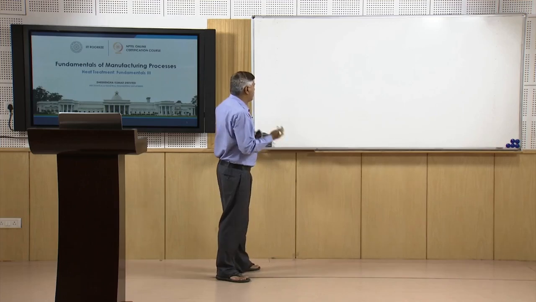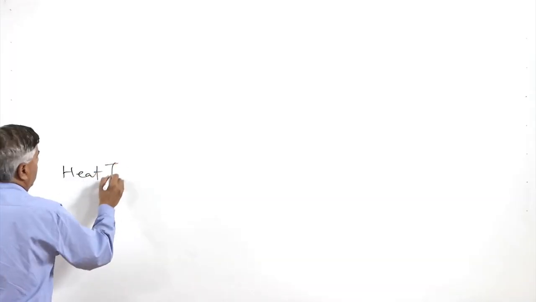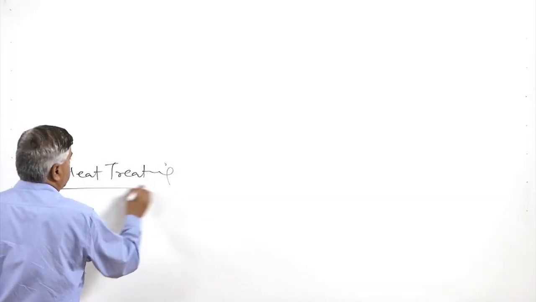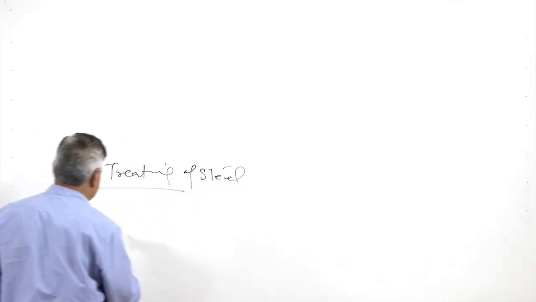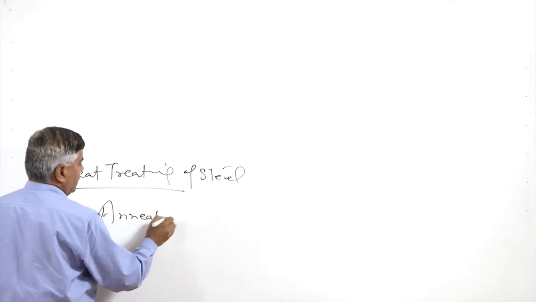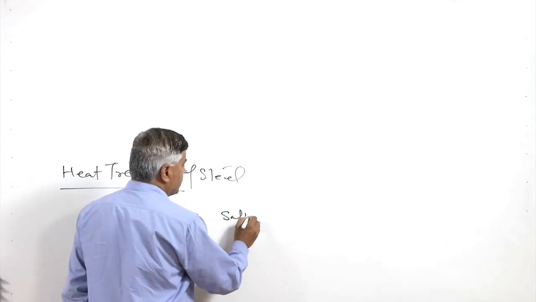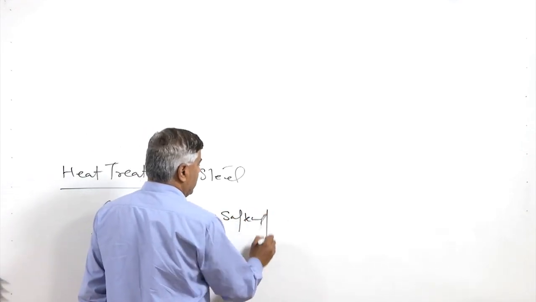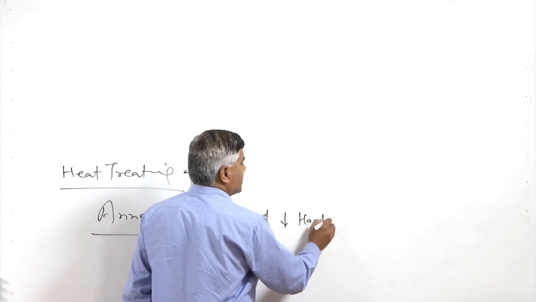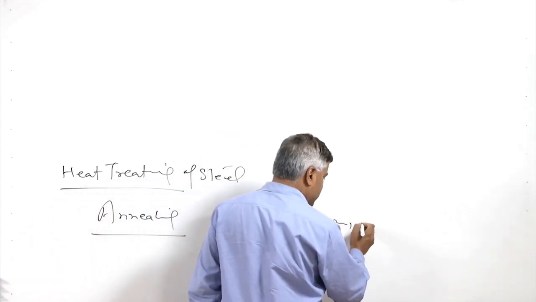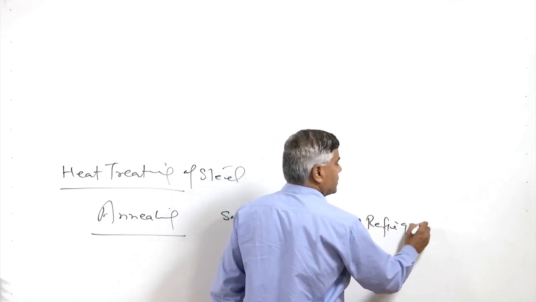Now we will take up one typical heat treatment of the steel, which is extensively used for different purposes. This is called annealing. Annealing is basically used for inducing softness in the steel, and it also lowers the hardness. If it is properly controlled, it can even refine the grain structure.